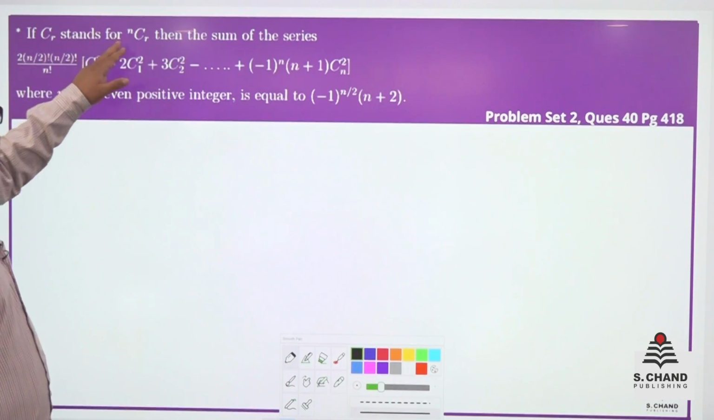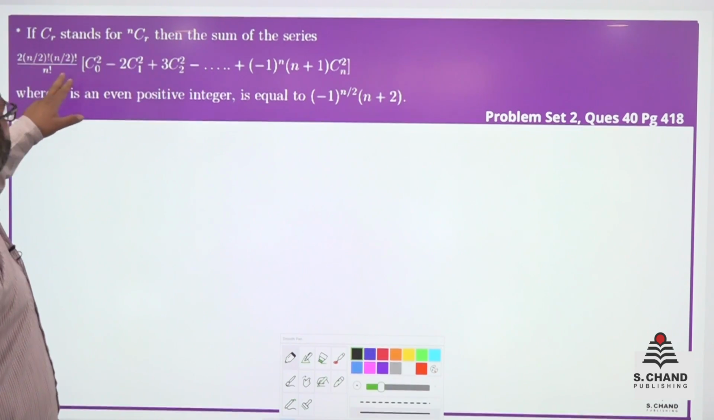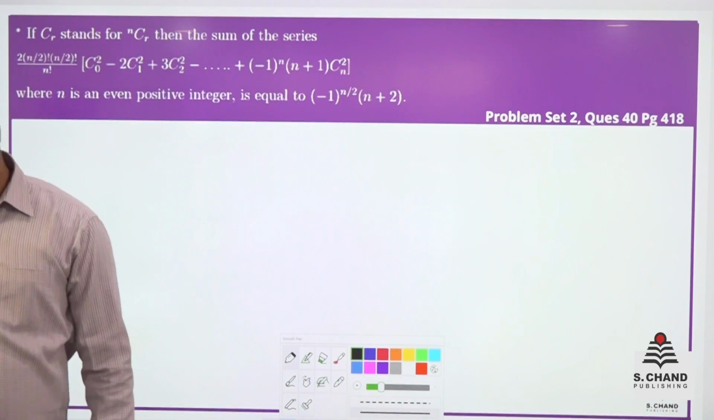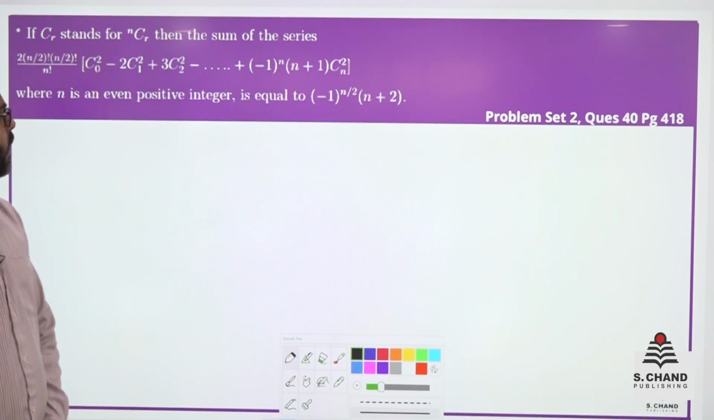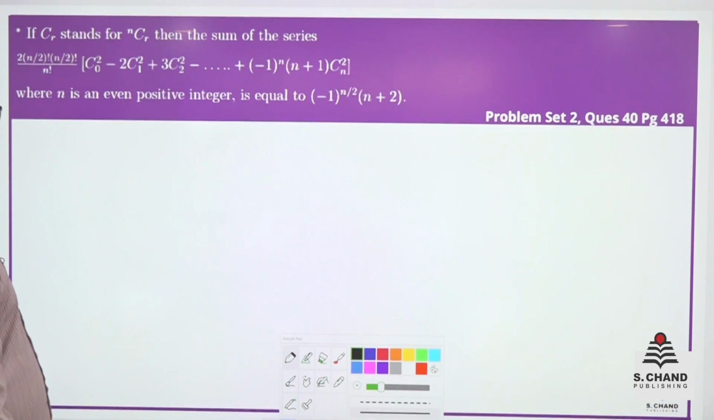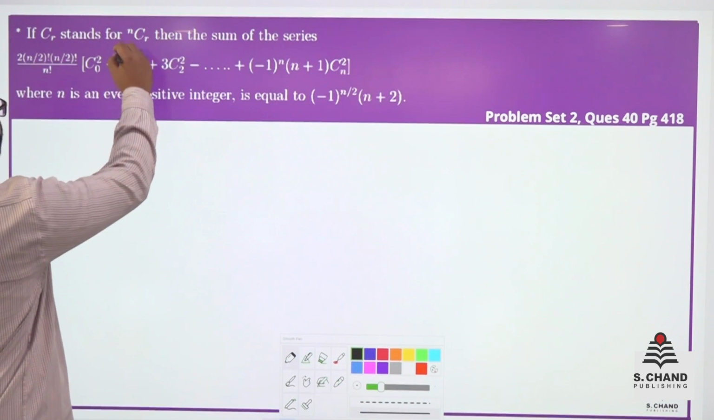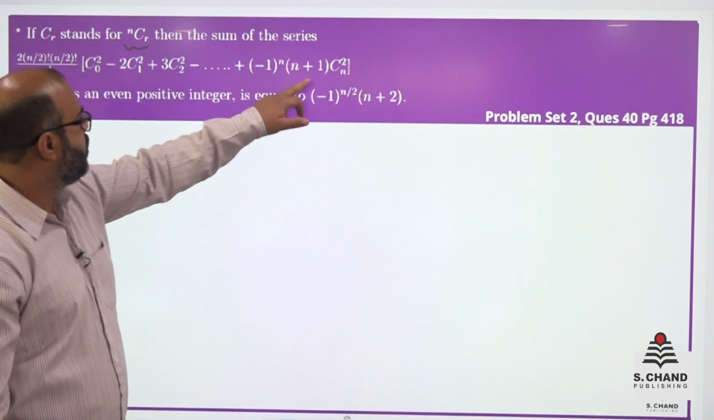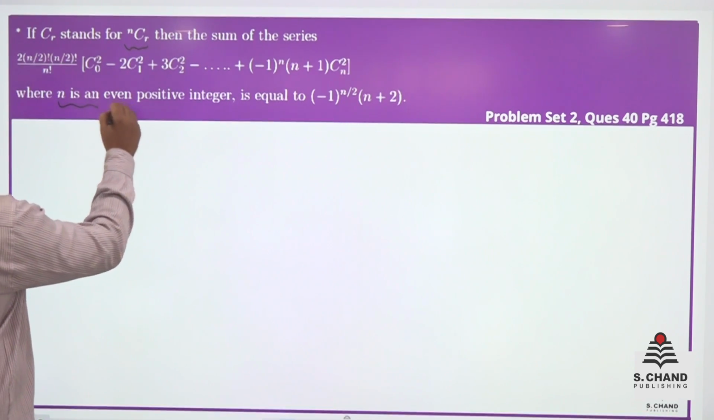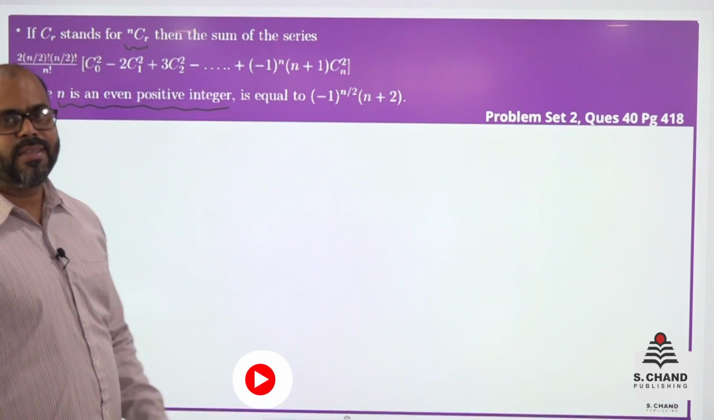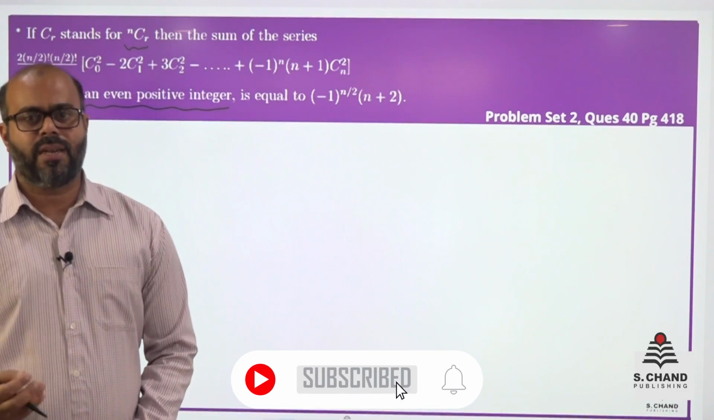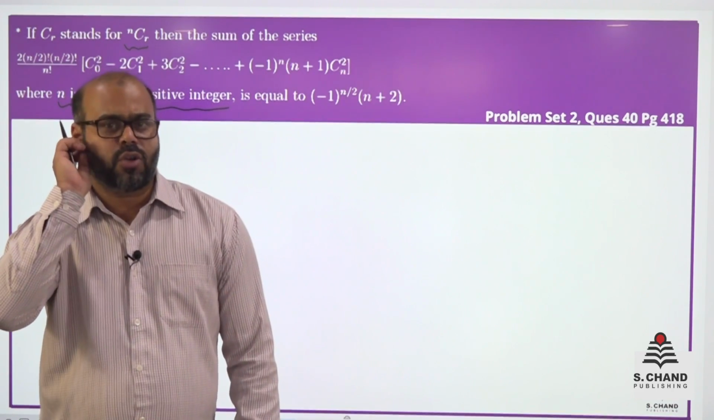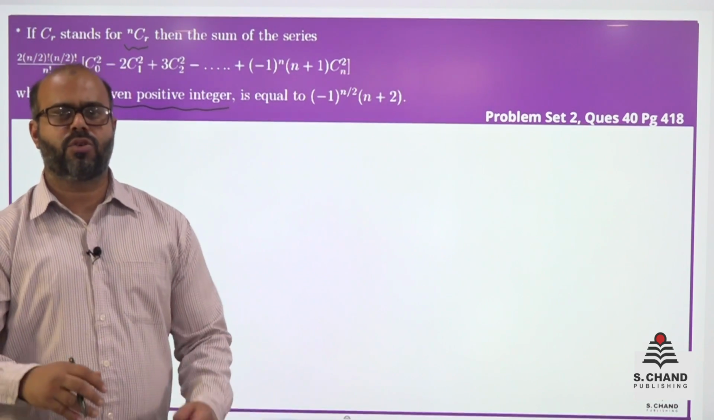If Cr stands for nCr, then the sum of the series, this one, where n is an even positive integer, is equal to. So here it is saying, if Cr stands for nCr, which we already know, then the sum of the series where n is an even positive integer. In such a question, where n is even or odd, it is better to avoid confusion. Let us take n as 2m if it is even, and if it is odd, n as 2m plus 1. That will make the question easier.